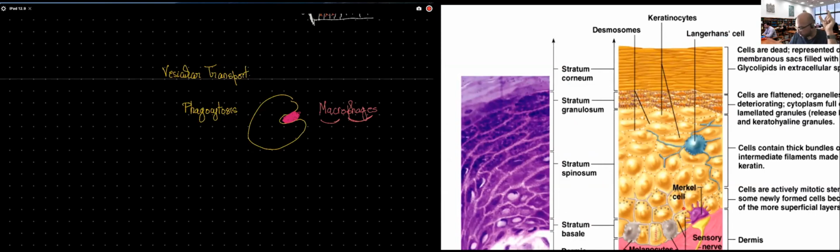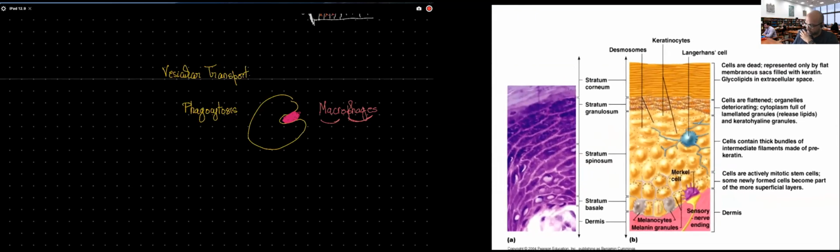And Merkel cells, as you see on here, are located at the junction between the epidermis and the dermis. And they are touch receptors, responsible for detecting touch sensation in the skin. All right.